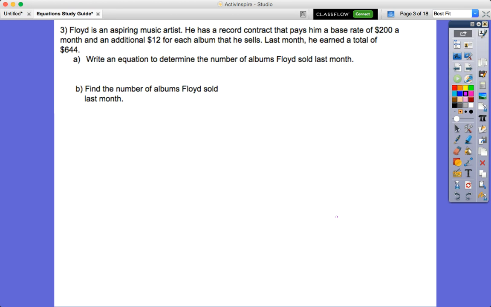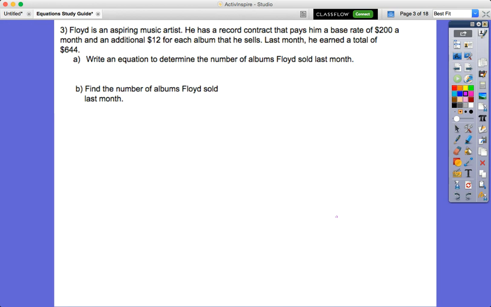Floyd is an aspiring music artist. He has a record contract that pays him a base rate of $200 a month and an additional $12 for each album that he sells. Last month, he earned a total of $644. Write an equation to determine the number of albums Floyd sold last month.